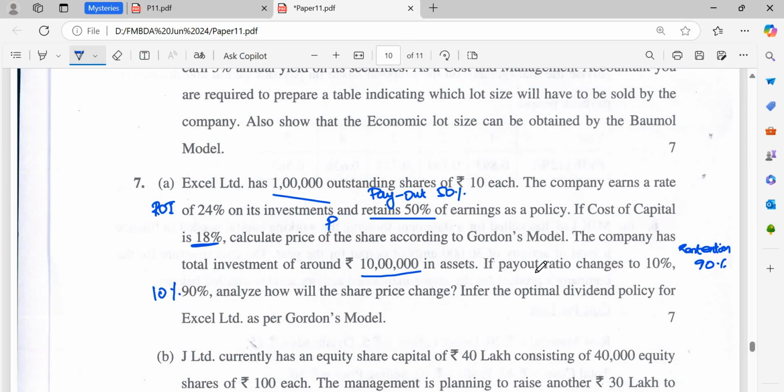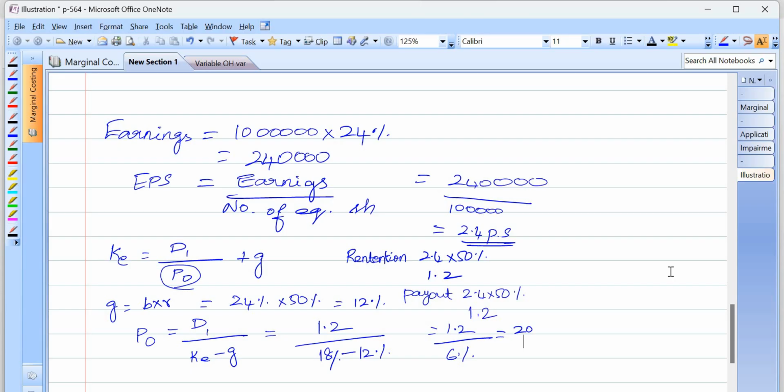They have asked for if payout ratio changes to 10 percentage. So if payout ratio is 10 percentage, then retention will be 90 percentage. So what will be my dividend in this case? 2.4 into 10 percentage, right? That is 0.24 will be my dividend.